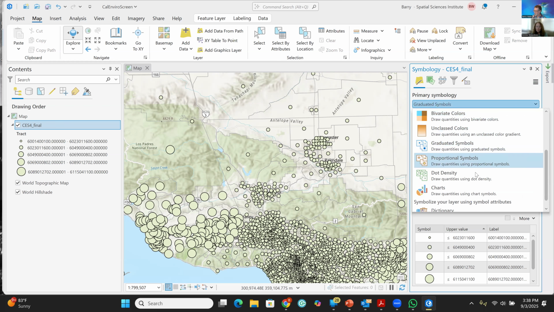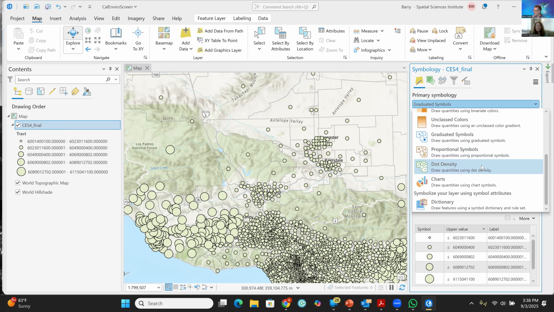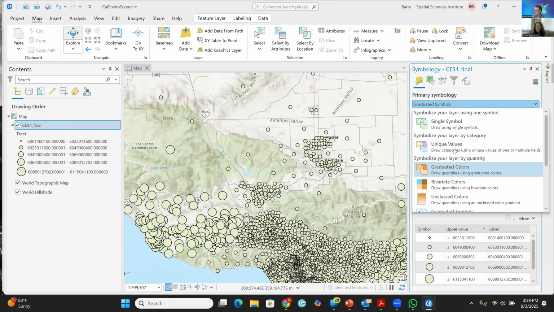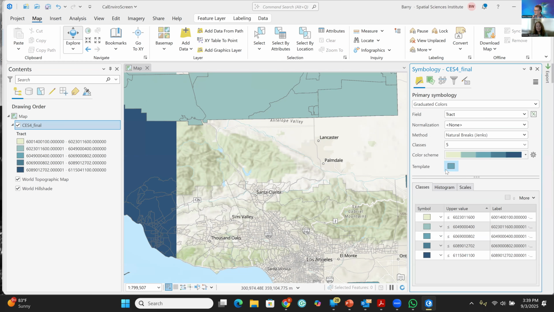And dot density is not really appropriate for what we're trying to do here. Proportional symbols, like with pie charts and things, you use those together. Anyway, they're really handy. But let's just stick with the straightforward graduated colors. Bring that back.